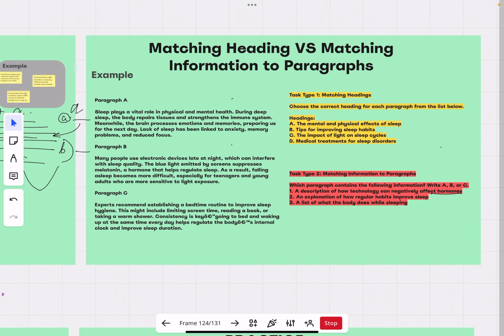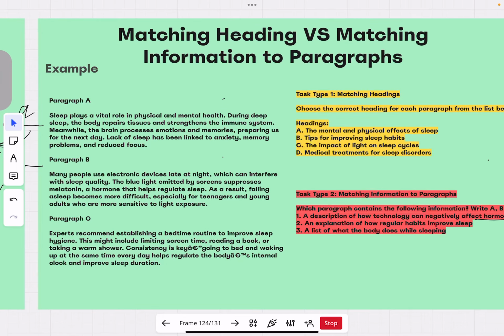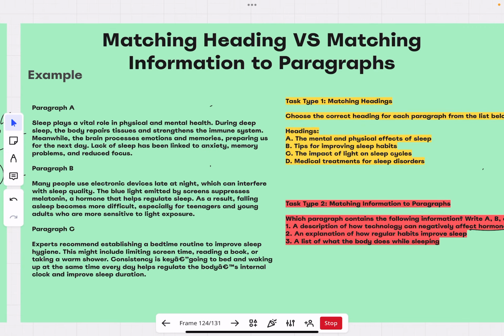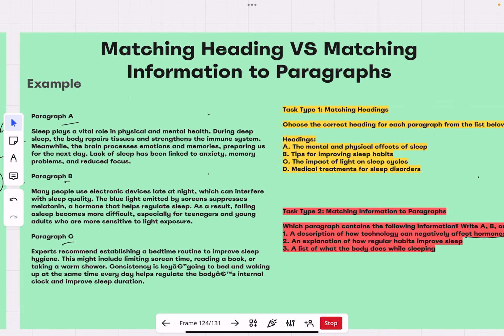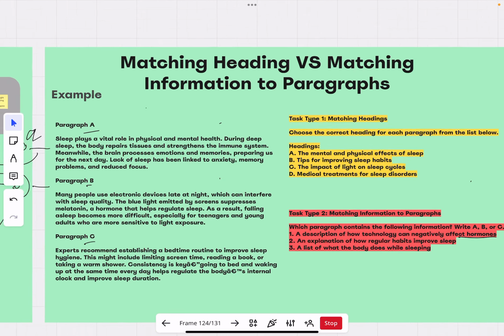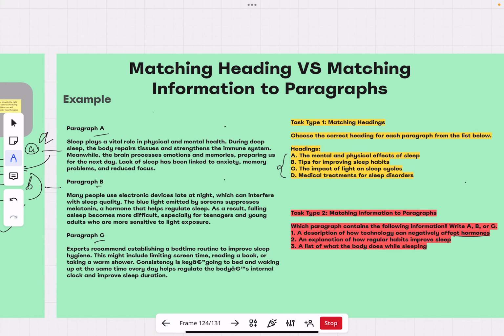So let me just show you how it looks different. This is one text, a pretty text, but with different types of questions. How does it work? Okay. First of all, we need to have paragraphs in both tasks. We have here paragraphs A, B, and C, like 3 texts. And the first task is matching headings. So it means there are 4 names for headings.